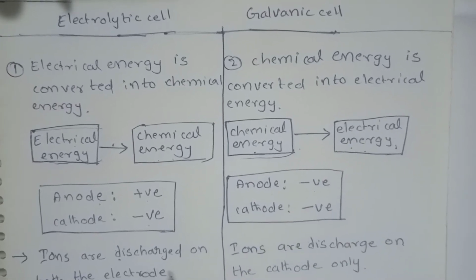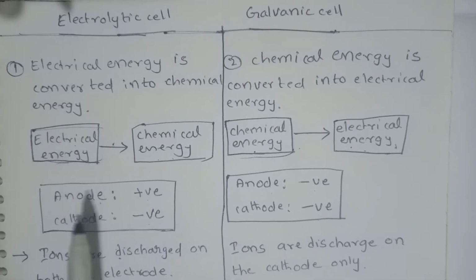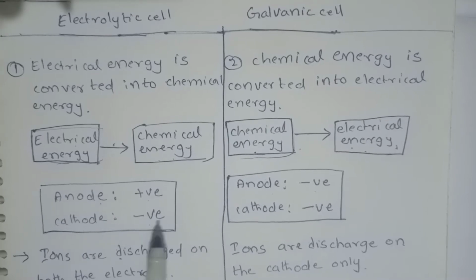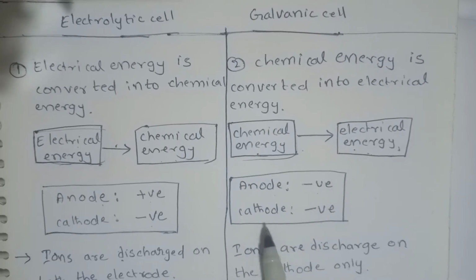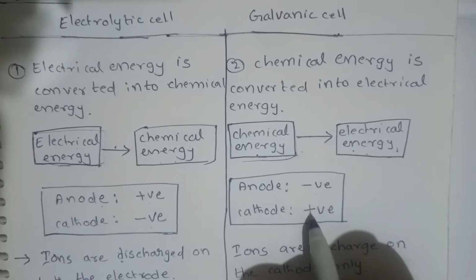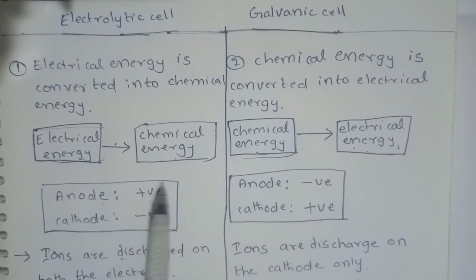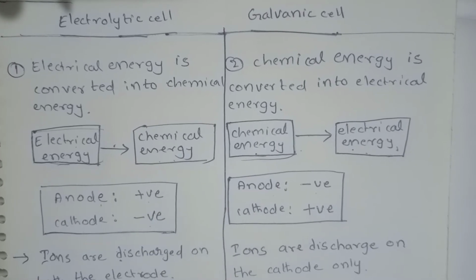Now let us see the sign. In an electrolytic cell, the anode carries a positive charge and the cathode carries a negative charge. Whereas in a galvanic cell, the anode carries a negative charge and the cathode carries a positive charge. Exactly the reverse position. Both carry reverse charges.